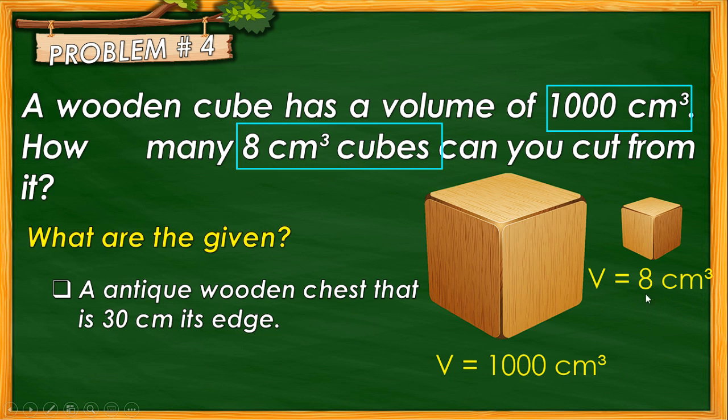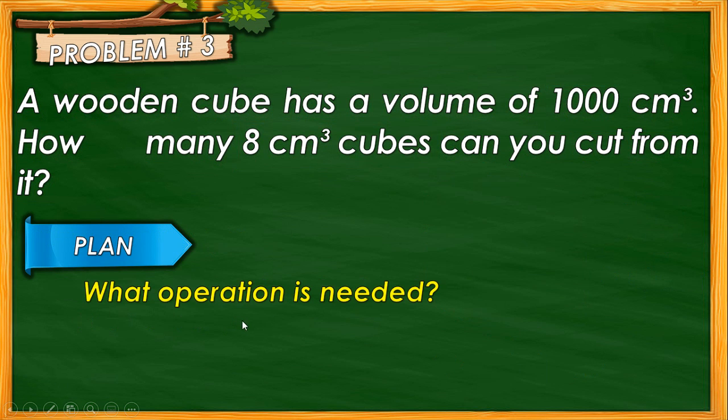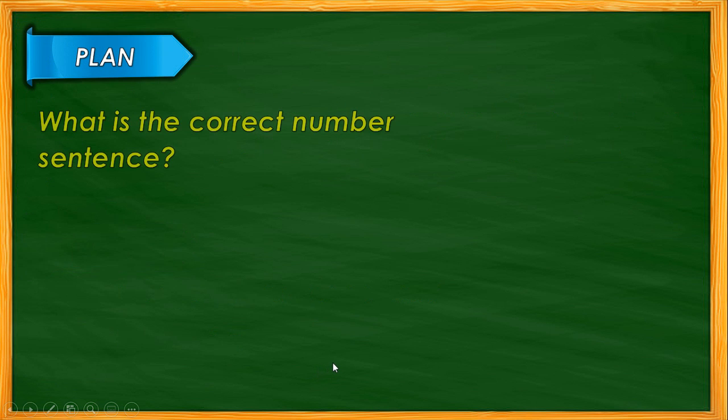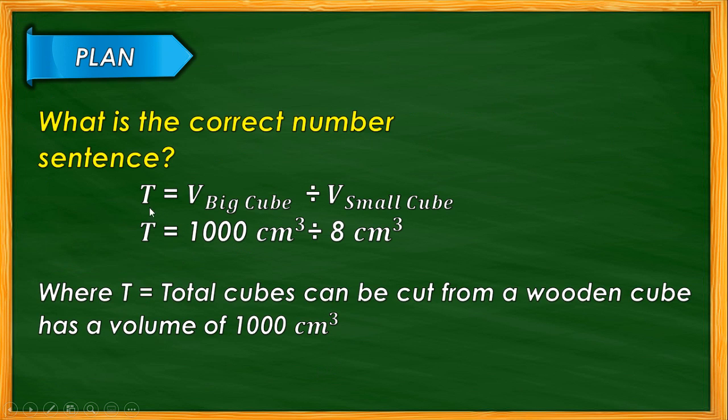By how many 8 cubic centimeter cubes can be cut out from 1000 cubic centimeter? So what operation is needed? This should be division. So what is the correct number sentence? The correct number sentence is T, for the total number of cubes that can be cut out from the 1000 cubic centimeter. The volume of the big cube will be 1000, and the volume of the smaller cube is 8.